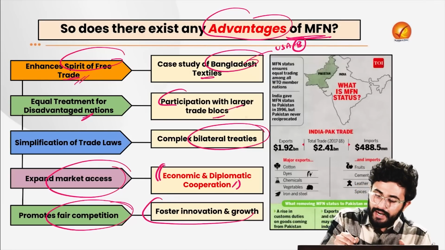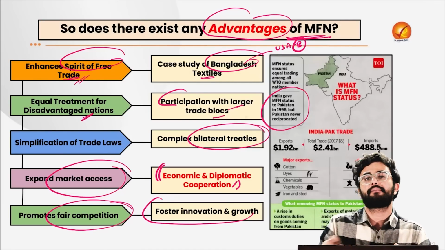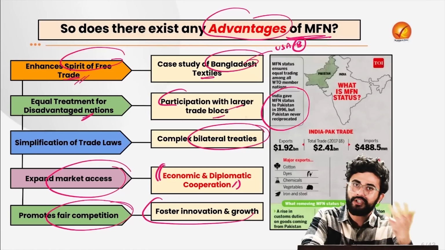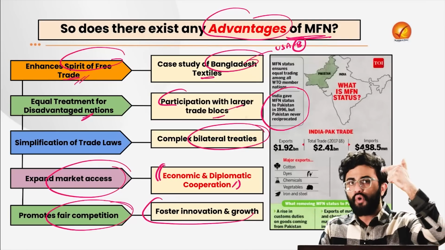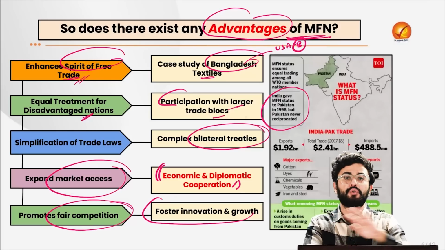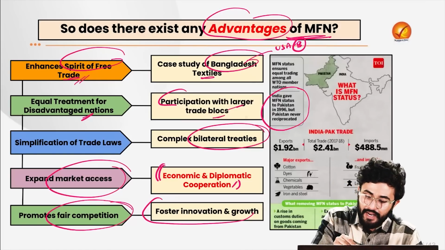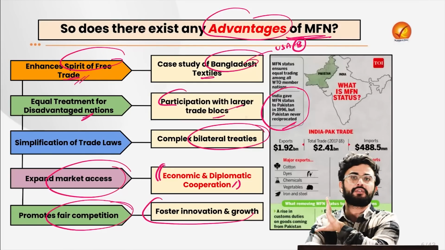So in the year 1996, India gave MFN status to Pakistan. A question arises here. So let's say for example, if I am giving MFN status to you, are you obliged to give MFN status to me? Absolutely not. That is why Pakistan never reciprocated or never gave MFN status to India.